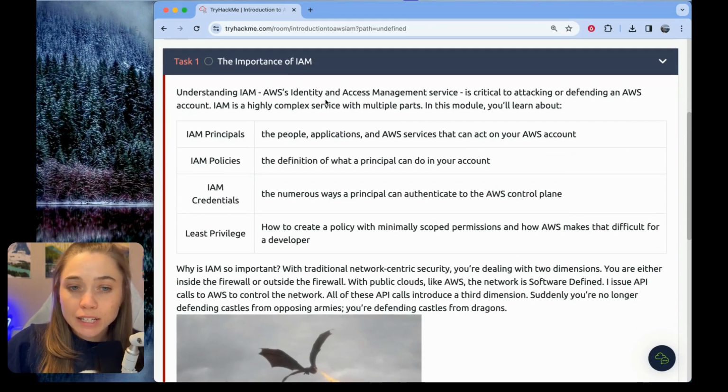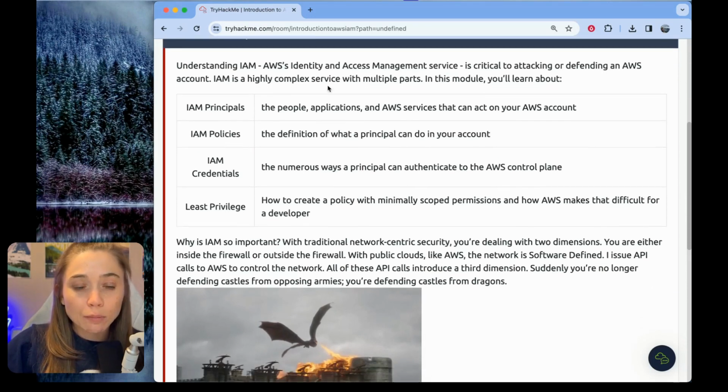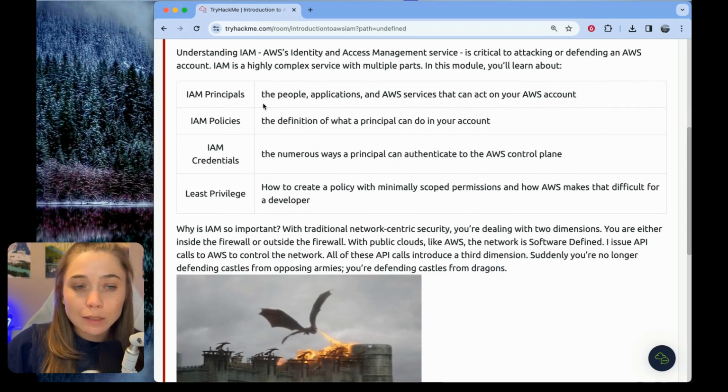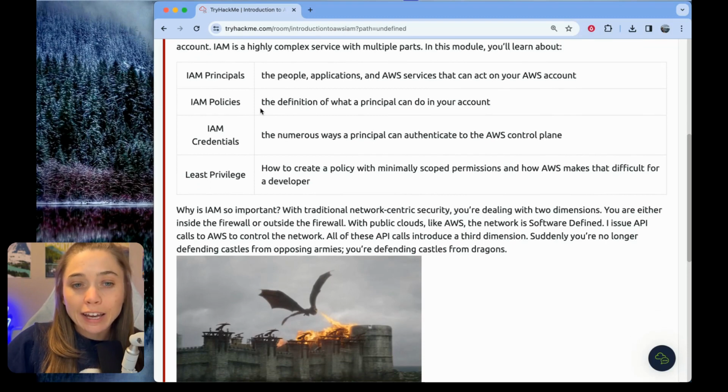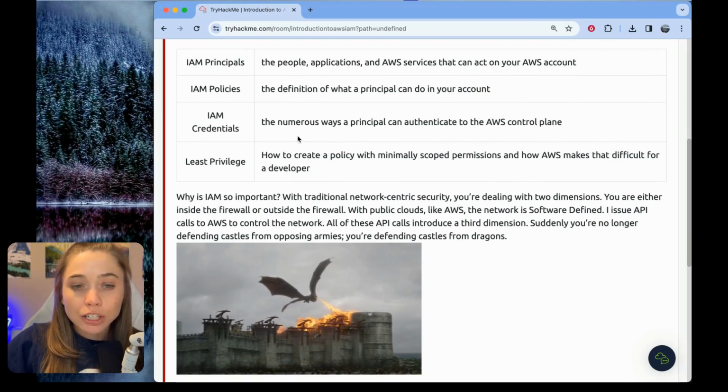Understanding IAM, AWS's Identity and Access Management Service, is critical to attacking or defending an AWS account. IAM is a highly complex service with multiple parts. And in this module, we're going to learn about IAM Principals, which is the people, applications, and AWS services that can act on your AWS account. IAM Policies, which define what a principal can do. IAM Credentials, which are the numerous ways a principal can authenticate to the AWS control plane.